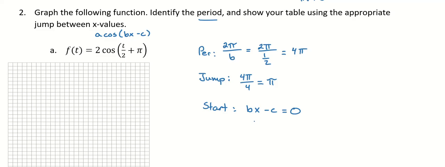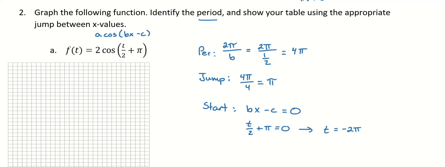So let's just put our argument here, which is the thing that we're taking the cosine of, and we see that it's t over 2 plus pi must be equal to 0. And I will subtract a pi and multiply by 2 and see that the first place on our table is going to be negative 2 pi, I'm sorry.